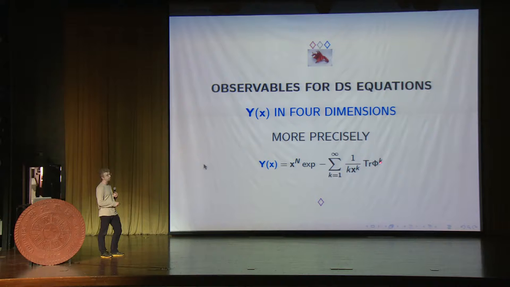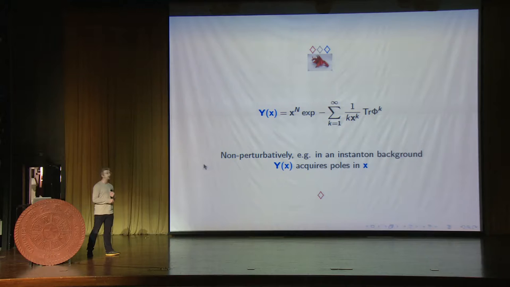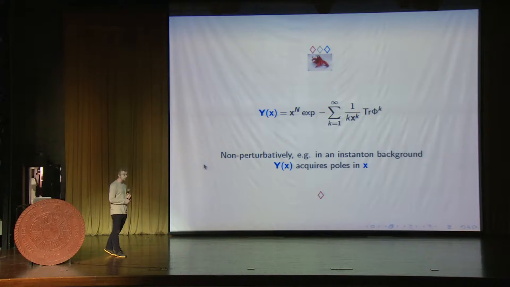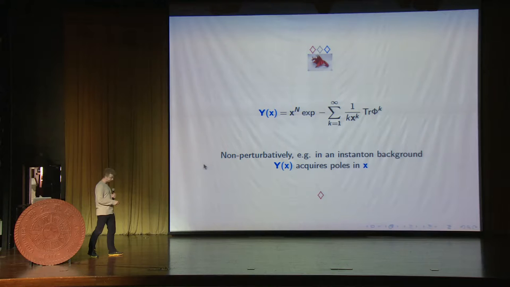But in fact, it turns out that because of the mixing of this field phi with gluinos, and because of the fact that in instanton backgrounds gluinos have zero modes, these algebraic identities, algebraic relations between traces, receive corrections. And so this sum doesn't sum up exactly to a polynomial. In fact, this expression requires poles in the variable x.